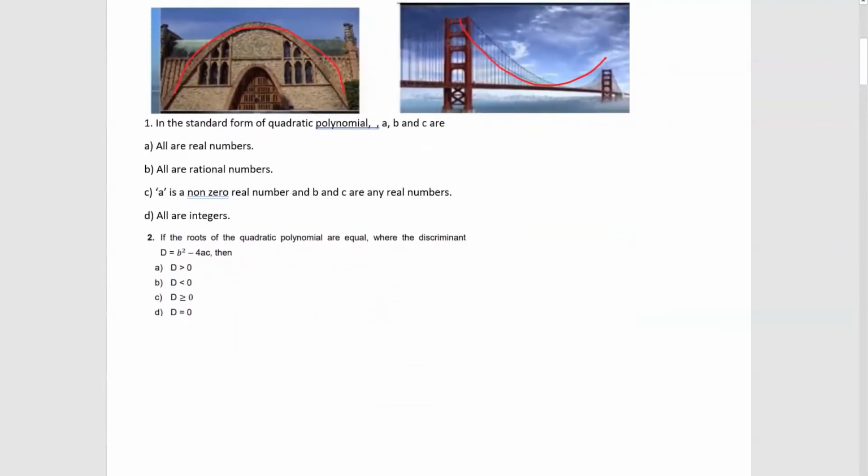Question number 1. In the standard form of quadratic polynomial, ax square plus bx plus c, a, b, c are what? The options are: a, b, c all are real numbers; all are rational numbers; a is a non-zero real number and b, c can be any real numbers; all are integers. So this is a conceptual question. That means you must know it to answer it.